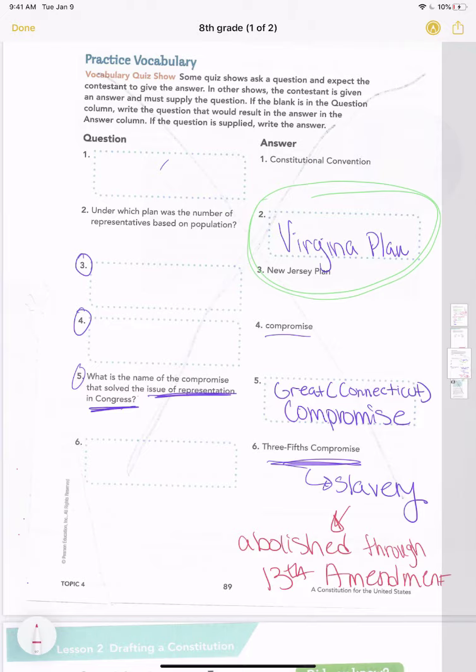So I hope this video helped you to understand this worksheet. I will do the compare contrast Venn diagram as well, so I will upload that for your review.